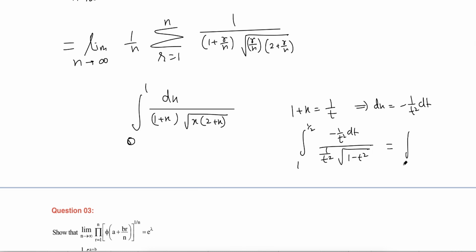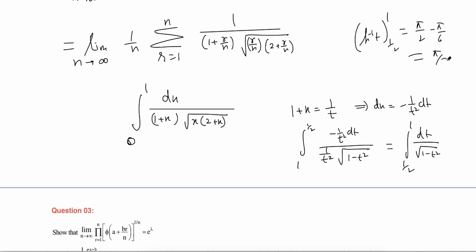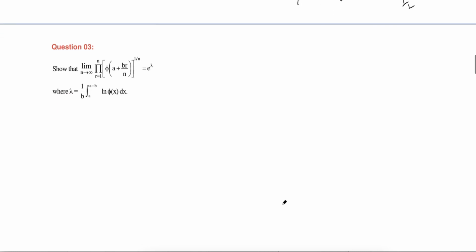So this will become half to 1, dt by root of 1 minus t square. Why half to 1? Because this minus sign is there, no? And this integration is sin inverse t. So we'll say sin inverse t, half to 1. Sin inverse 1 is pi by 2 minus pi by 6. So if I didn't do any calculation mistake, the answer is pi by 3. Right? Next one.